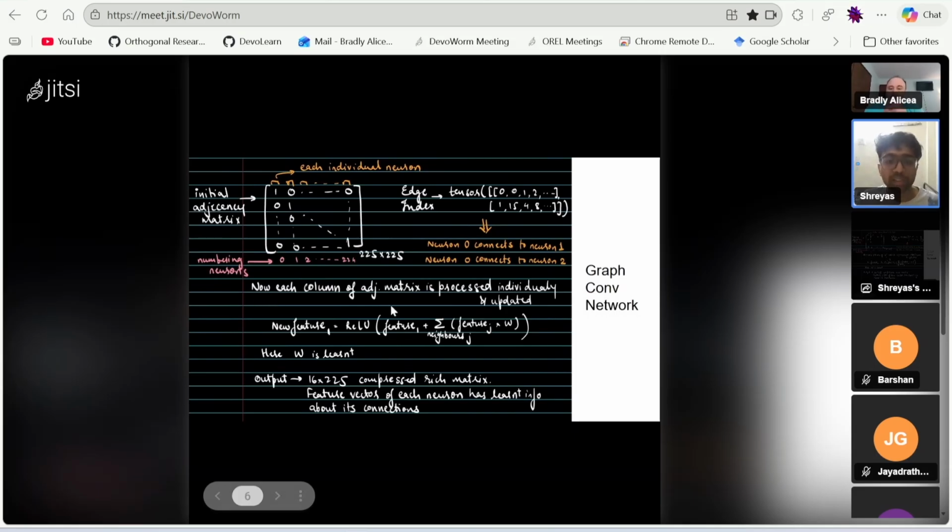Now each column of the adjacency matrix is processed individually and updated. As we can see, this is the initial, say this is A0. Now this is my A1. So A1 is basically a function of this feature plus its neighborhood sum, multiplied by the weights. So W is what is learned.